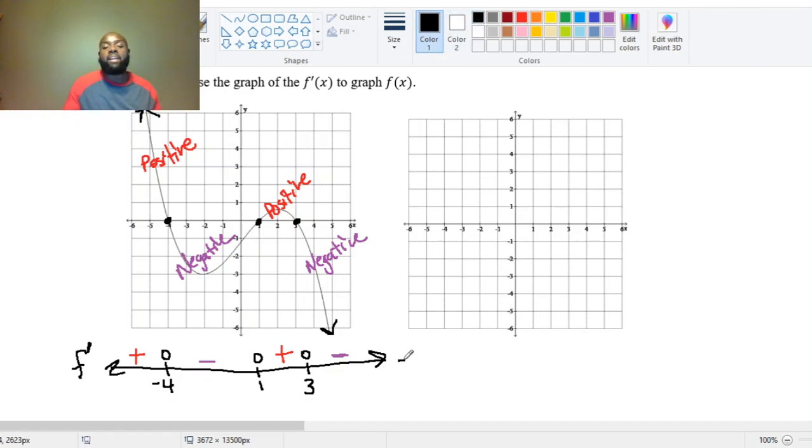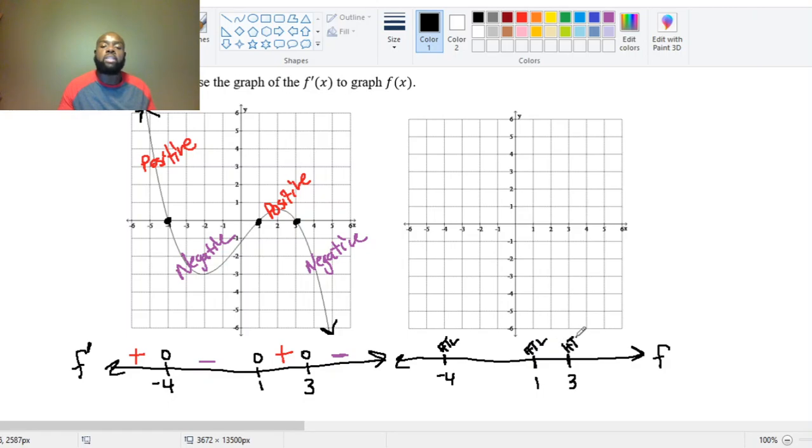Now that I know that about my derivative, it's going to tell me some information about my function f. So I'm going to use those same x values, -4, 1, and 3. Wherever I had 0, I'm going to have a horizontal tangent line, horizontal tangent line, horizontal tangent line, right? When my derivative is positive, my function should be increasing. So I'm going to put an INC here and an INC here. Where my derivative is negative, my function should be decreasing. So I'm going to have a DEC and a DEC.